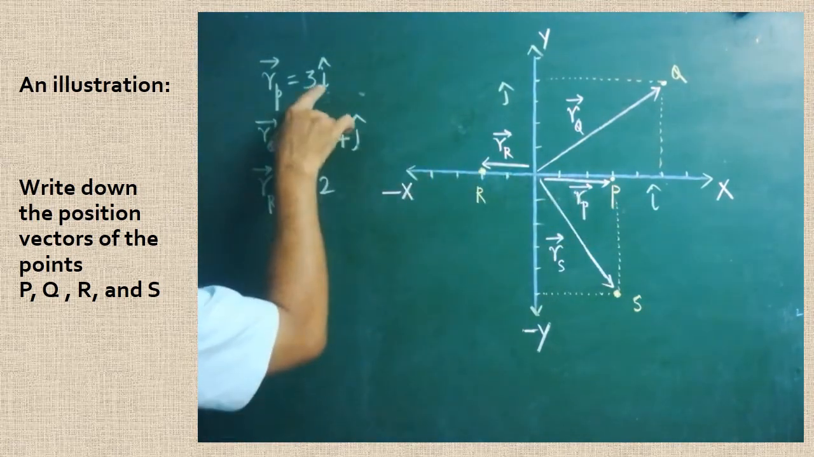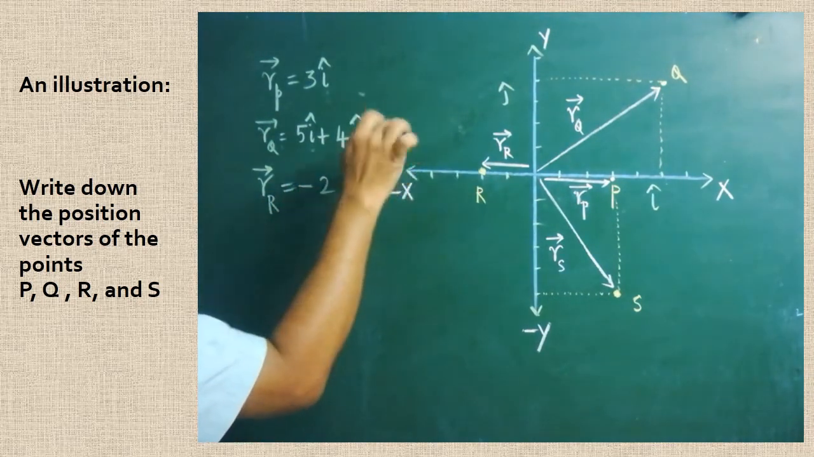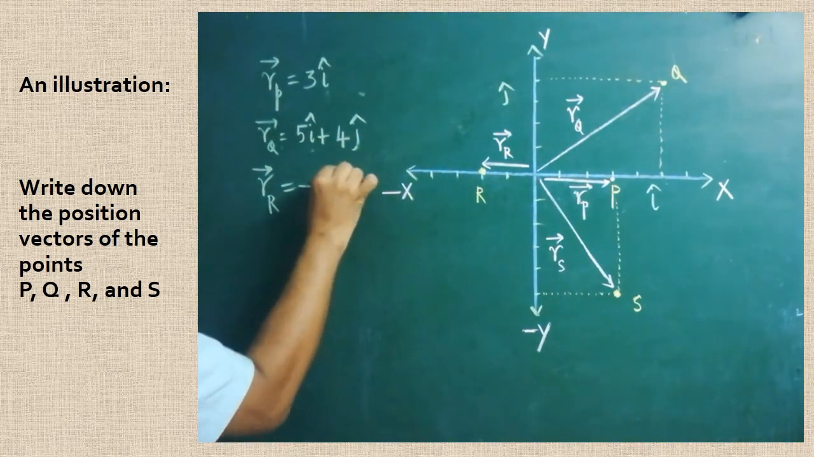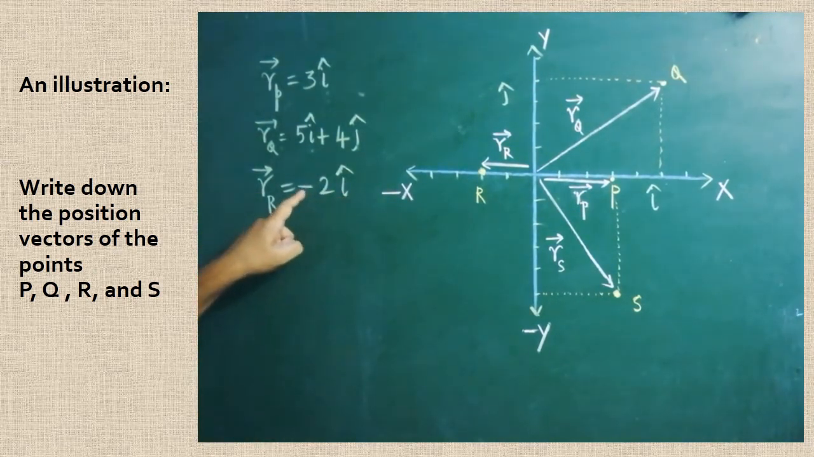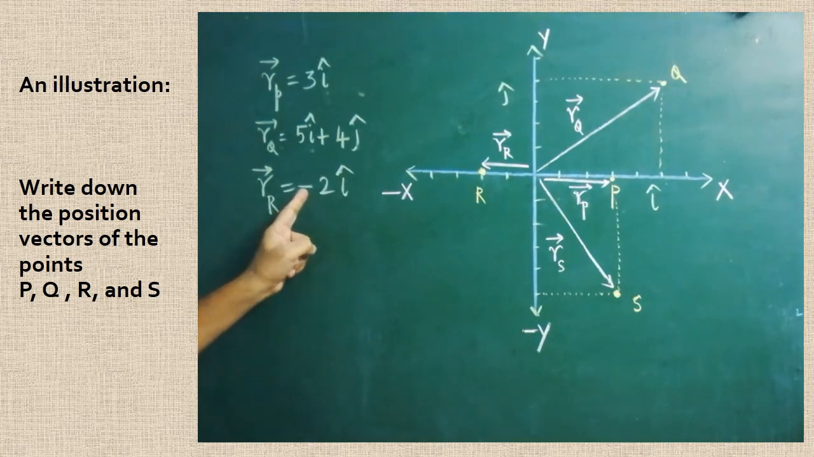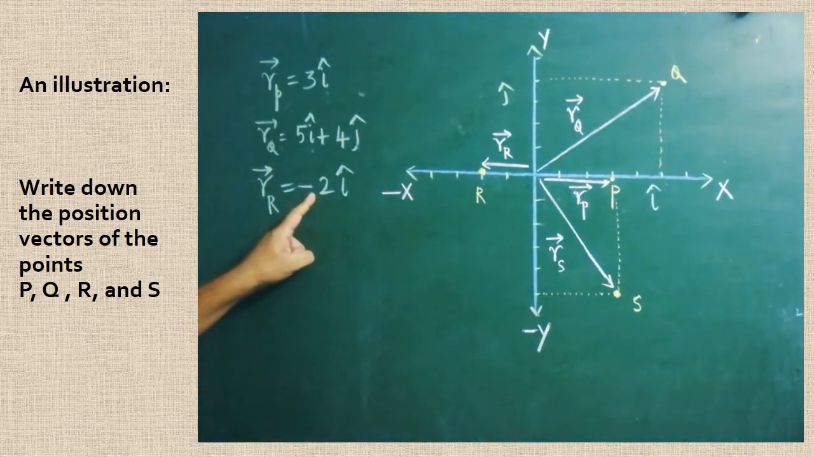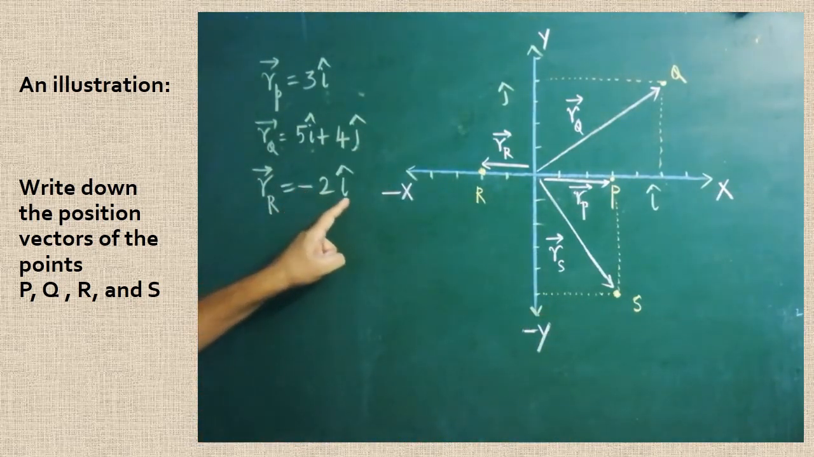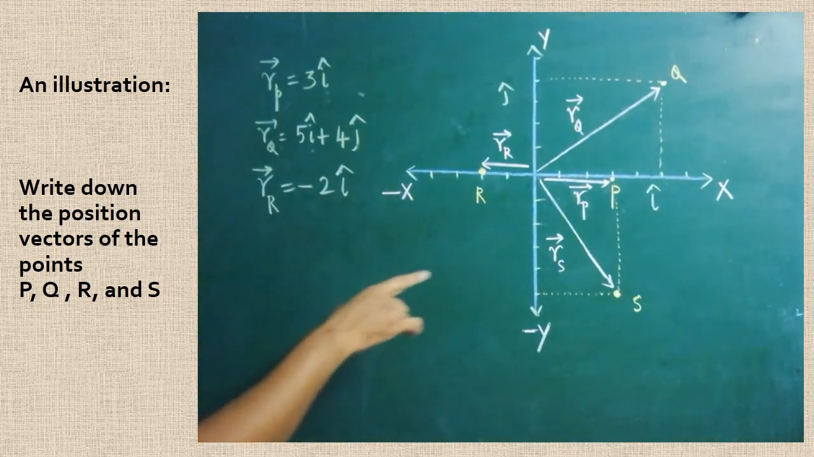There you have used i cap. Here minus must be written. Since it is placed on the negative x direction, minus 2i cap must be written. Don't forget this i cap along with minus, that shows that R is located in the negative x direction. With the help of the negative symbol alone, we are able to say where it is lying, whether it is lying on the positive x direction or in the negative x direction, that could be easily found. So with the help of negative, we are easily able to say that R is located in the negative x direction. Let's see the next one.